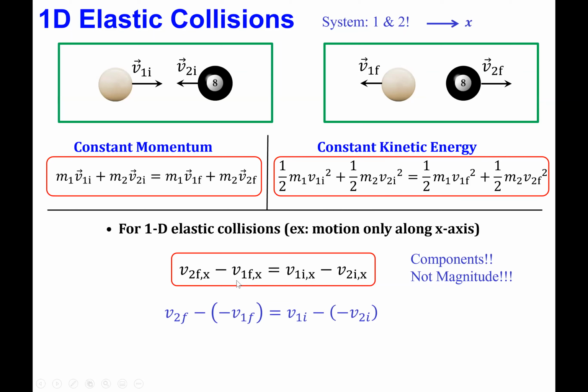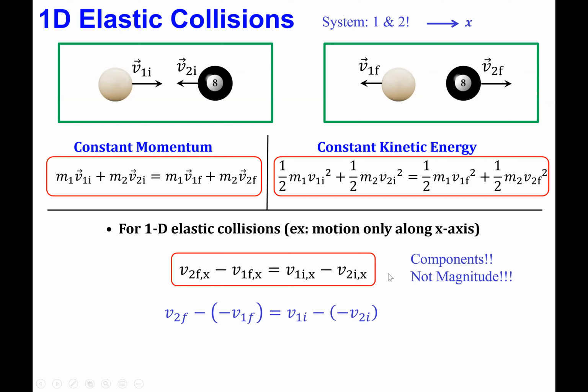And the way to do that is to think about this term right here, which is V1 final. It's a component, but the component itself is really equal to negative the magnitude of V1 final. So we think of the magnitude of V1 final, which is the length of this vector, but it points in the negative x direction, since we've designated x to be positive to the right. And so we can make this substitution. Similarly, for V2 initial in the x direction, we can make this substitution.